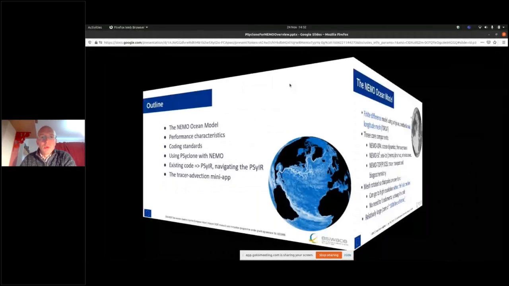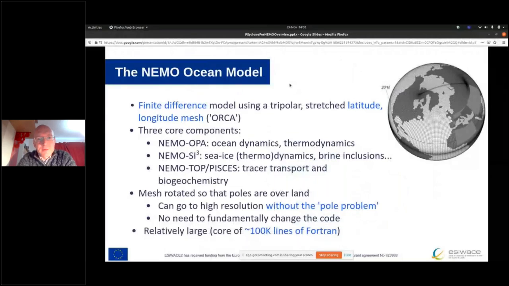So the NEMO ocean model is a finite difference model, and uses a tripolar, strictly a latitude-longitude mesh, except they've done clever things to it. So it's stretched, it has three poles, and that means that they can put the poles over land so that they don't have the same problems of going to high resolution as the atmosphere model does, because the points, I can get a pointer, can't I? Or maybe I can't. Can you see my cursor, Rupert?